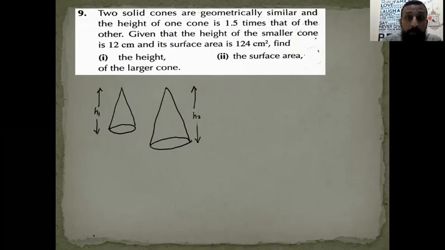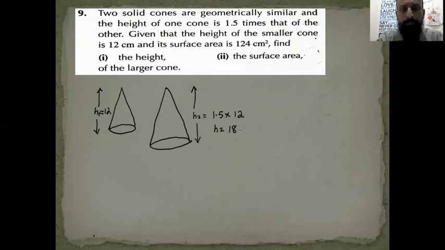The height of one cone is 1.5 times the height of the other. Given that the height of the smaller cone is 12, so h1 is 12, and the height of the other cone is 1.5 times that of the other. So 1.5 times 12. We can use our calculator. 1.5 multiplied by 12. So the height h2 will be 18 centimeters, right? Now, what else are they asking?